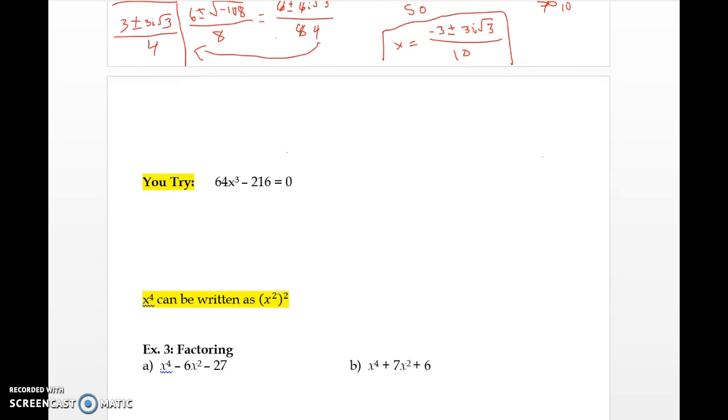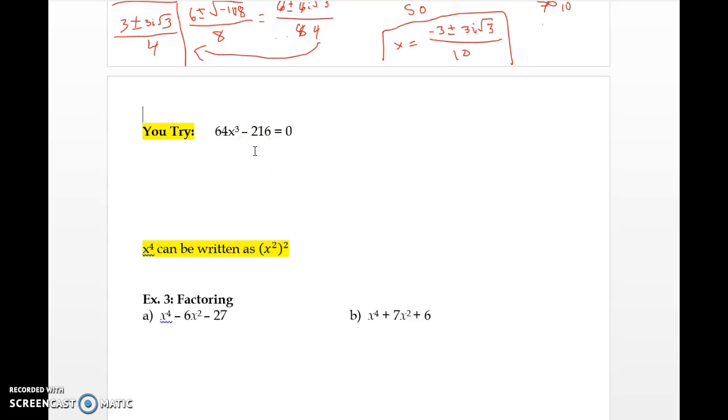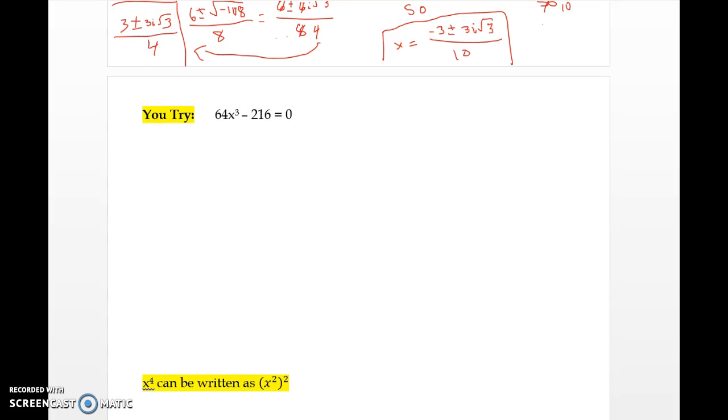So let's do this one. Why don't you pause the video right now and try to do this one, 64x cubed minus 216, and then you can play it once you're done and see if you got the answer. I'm going to keep going with the answer.